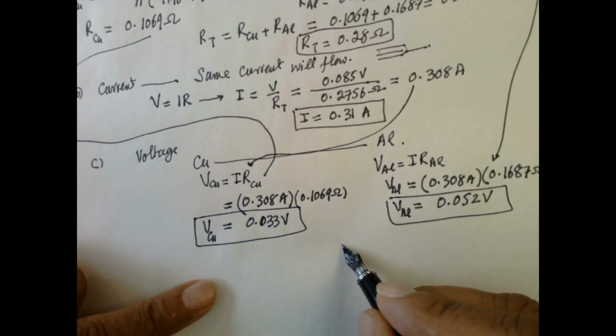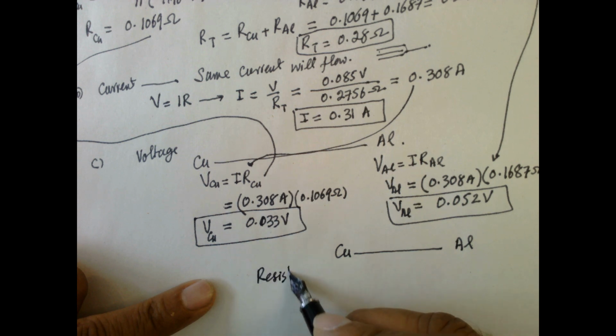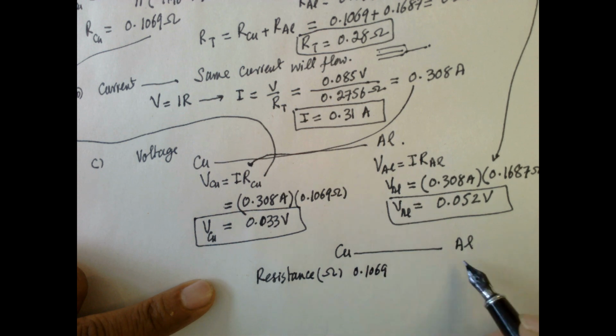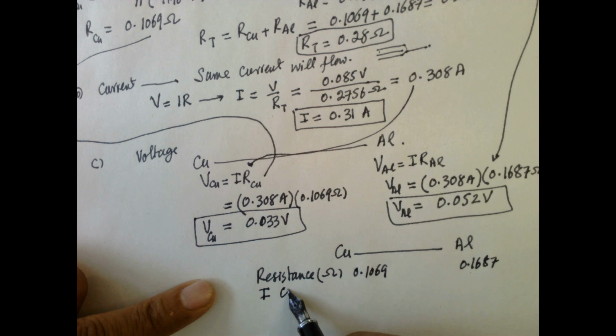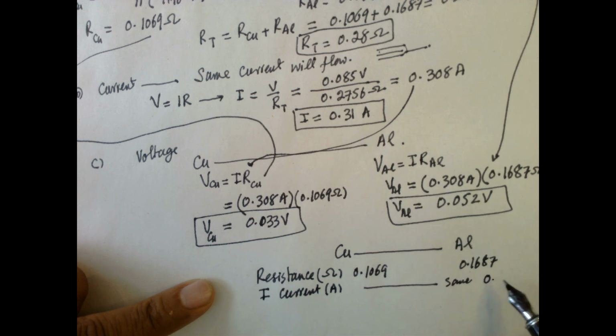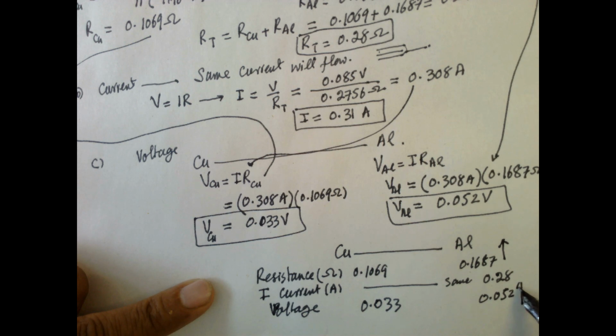Finally, if you present these answers for copper and aluminium: first one is resistance in ohm, 0.1069 and 0.1687; current in amp, same for both, which is 0.28; and the voltage is 0.033 and 0.052.